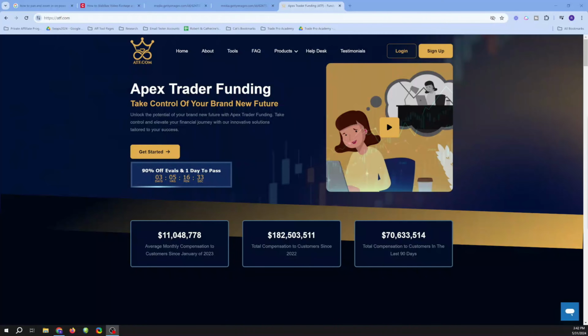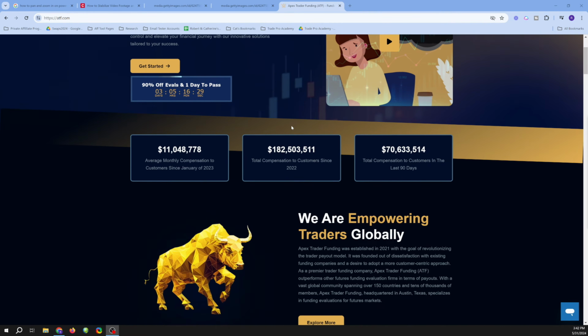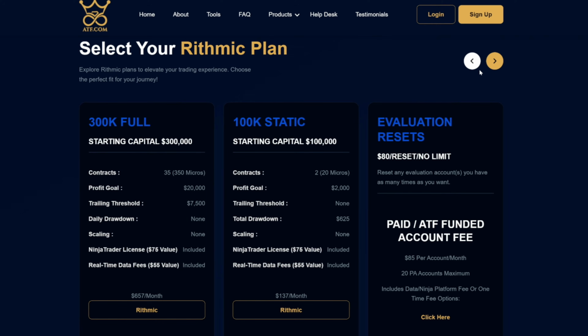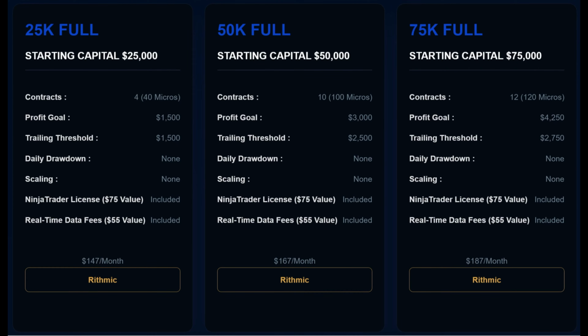I'm here on the Apex Trader Funding website, and you can see there are many different account sizes to choose from, and they all have different trailing drawdown thresholds. The account size you pick determines your trailing drawdown threshold. For this video, we are going to use the 50K evaluation account from Apex as an example. The 50K account has a $2,500 trailing drawdown threshold. Let me explain what that actually means.